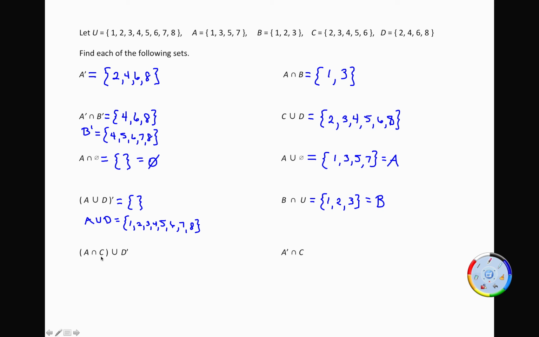Okay, down here I've got to do the parentheses first, so I need to know what A and C is before I can answer this question. A and C are the elements in A and C. So there's a 3 and a 5 that are in A and C. Now, I also need to know what's in not D. So what's in the universal set that's not in D? So that looks like 1, 3, 5, 7.